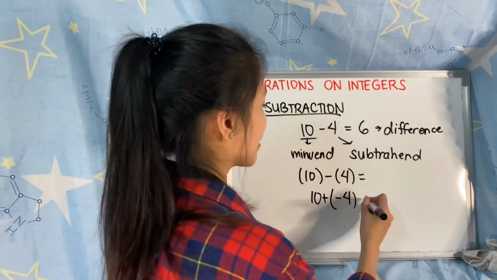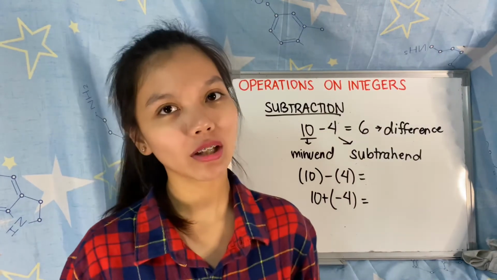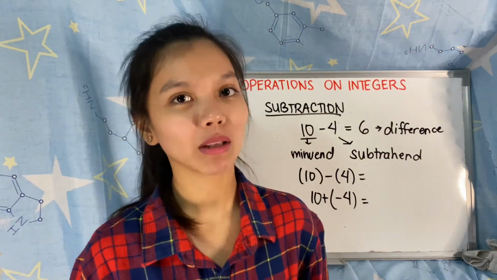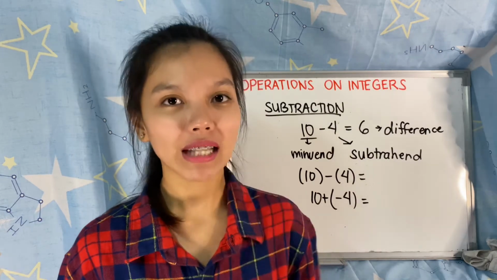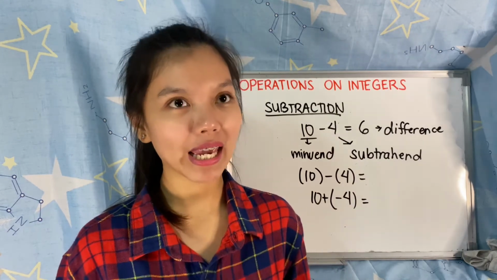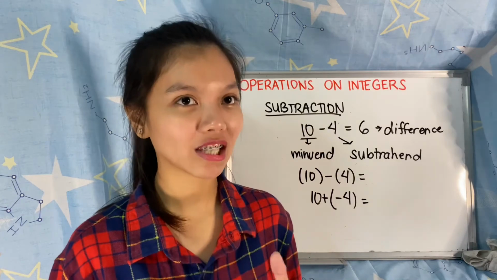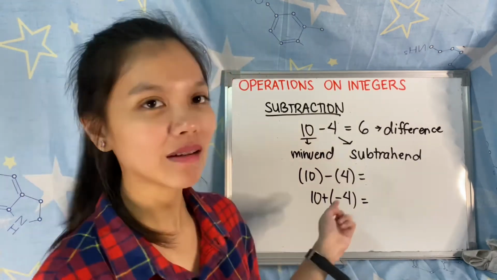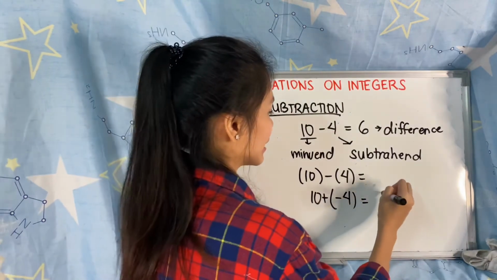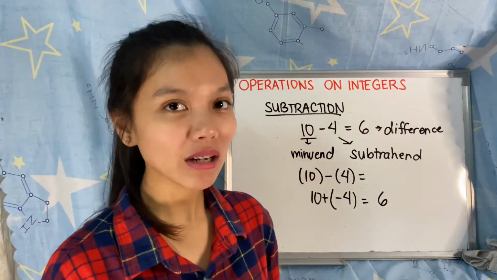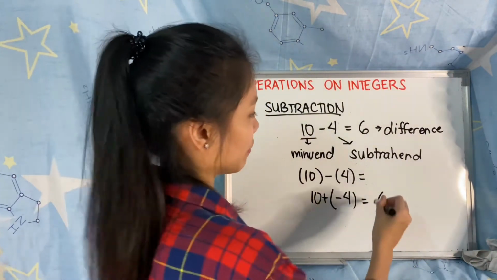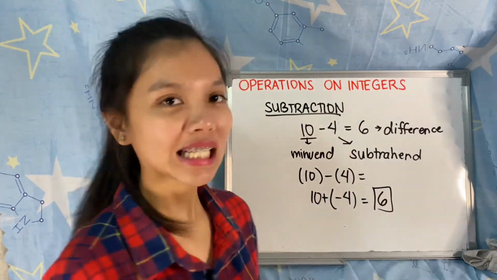So, they have different signs. You are just going to get the difference between the two numbers and copy the sign of the number with the higher value. So, you have 10 minus 4, that is 6. And the highest number will be 10 with a positive sign. So, we have positive 6.